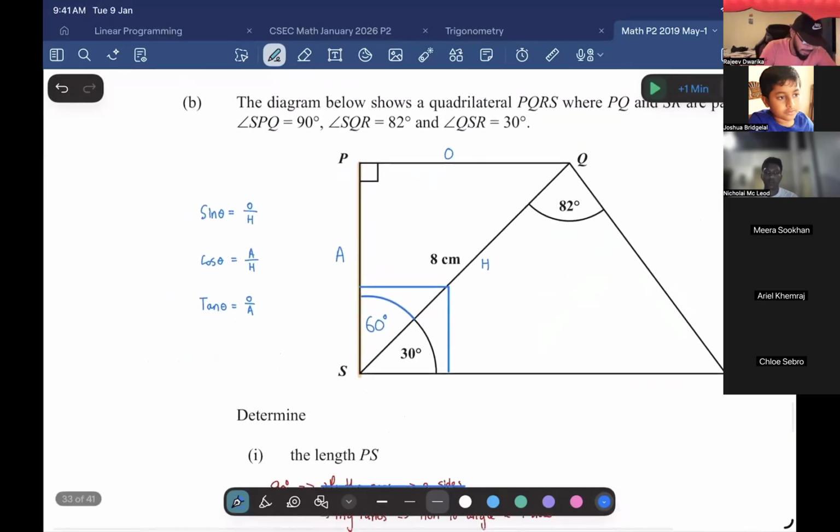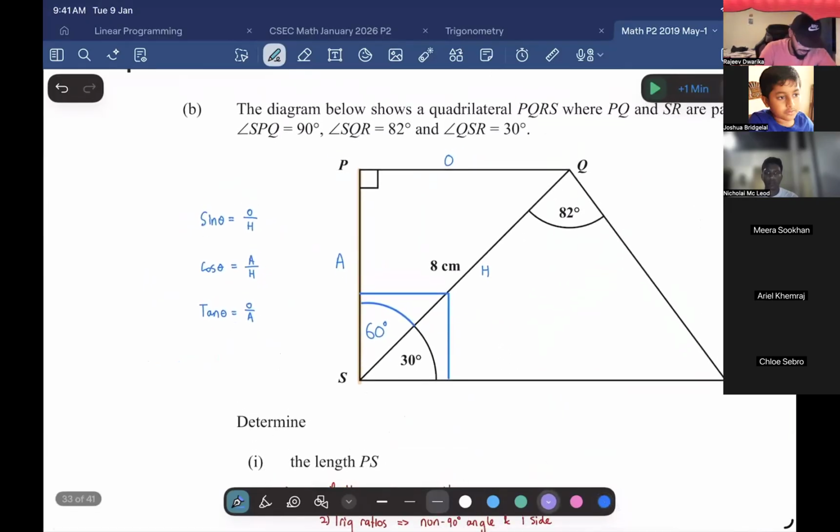So could somebody tell me the length I'm trying to find for? Is it A, O, or H? I'm trying to find for A, right? And guys, was I given any of the lengths? Look at O or H. Do I have any of the lengths? Yes, sir. Which length do I have? H. I have H. Guys, are you seeing that, right? Mira, let me know if you're seeing that we have H.